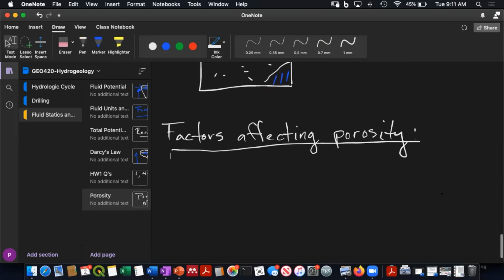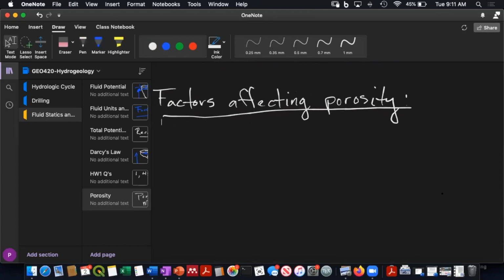Okay, so let's start thinking about what affects porosity in the subsurface. So what do you think are some properties of the rock that might influence how much porosity we have?